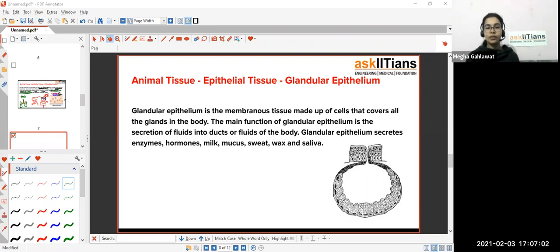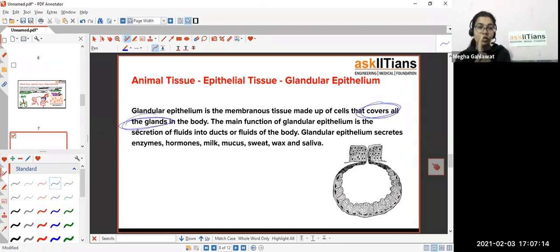Okay, now coming back to epithelial tissue, the glandular epithelium tissue is made up of the cells which cover all the glands of the body. All the glands basically include both the exocrine and the endocrine. Exocrine have secretions, endocrine have hormones. I have repeated this countless times, so try to remember this, okay? The main function is the secretion of multiple fluids into the ducts or the body.